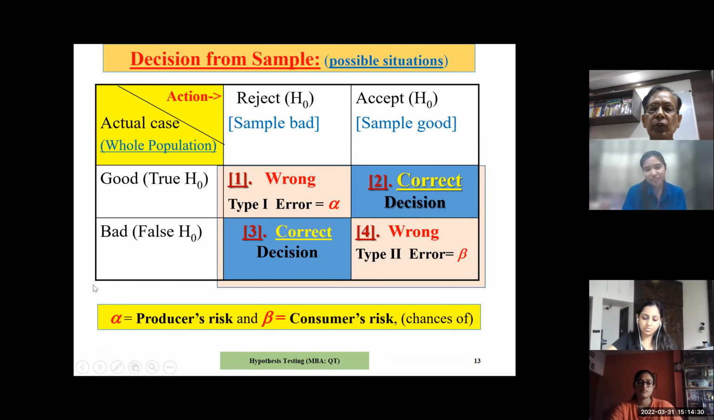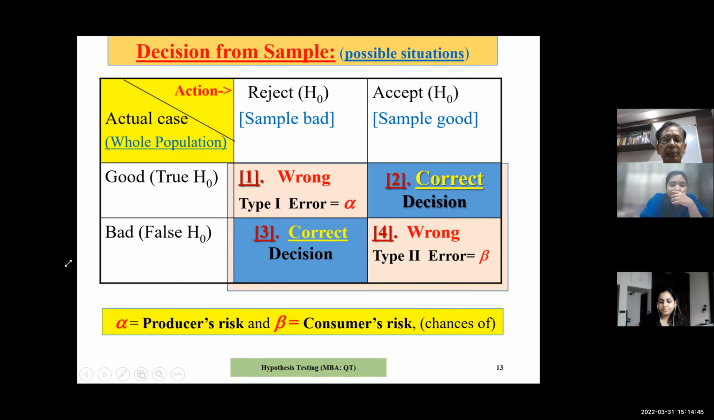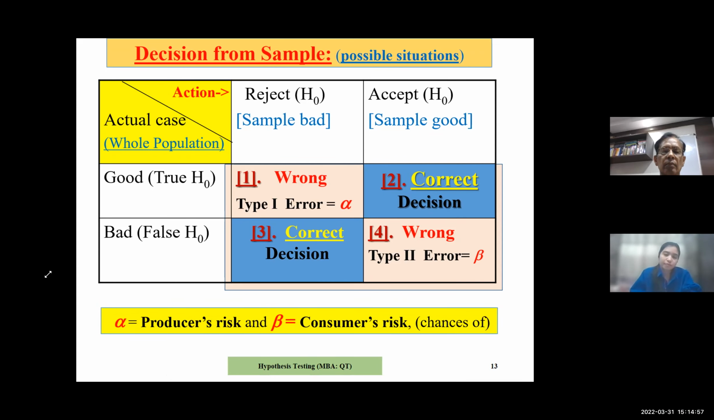Now these two errors also have terms: producer's risk and consumer's risk. Who can explain why it is called that? Type 1 is producer's risk and the second one is called consumer's risk. How are you going to explain it if it comes in the exam? Abhijit, can I give the chance to Anisa? Yes, sir. So producer's risk, because the population is good, but we are rejecting on the basis of the sample.